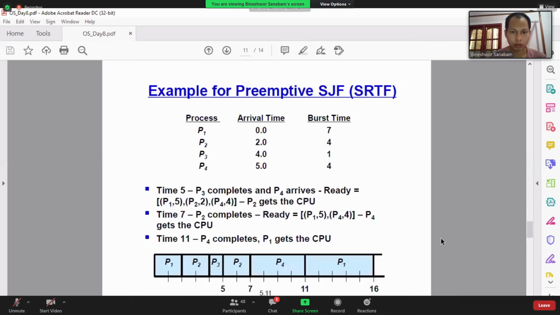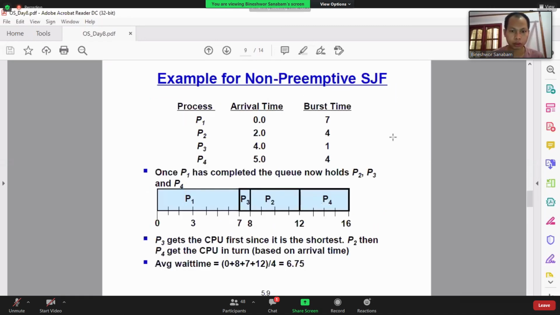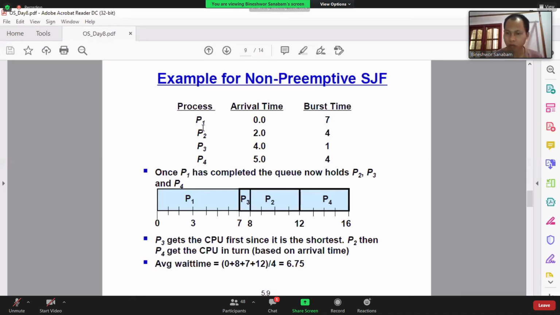The explanation is there over here, but I think the time limit is there for me. So look here. What would be the waiting time for process P1? It arrives and it gets the CPU, right? So the waiting time for process P1 is going to be 0.